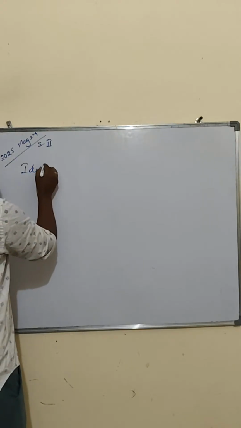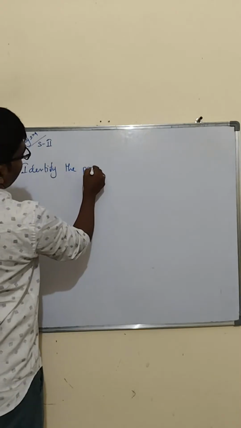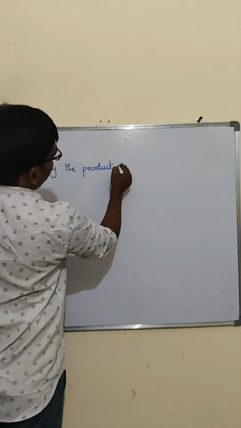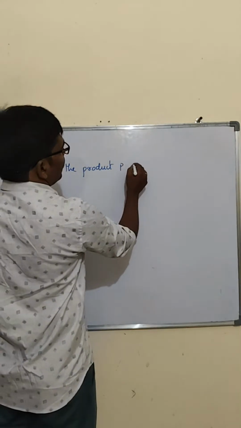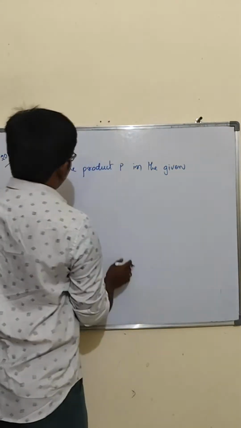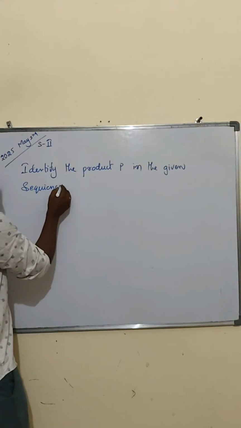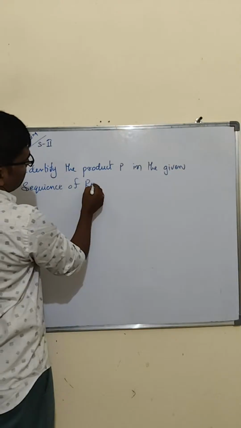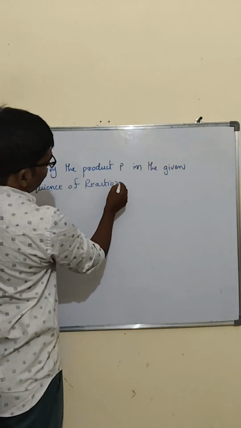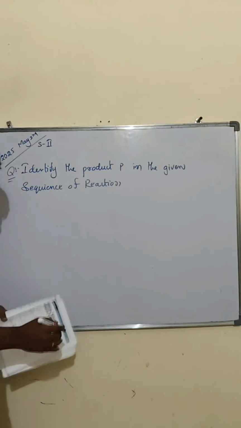Identify the product P in the given sequence of reactions. The reaction is given like this.